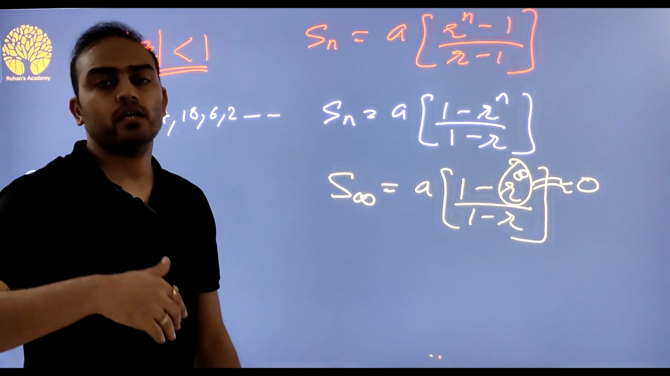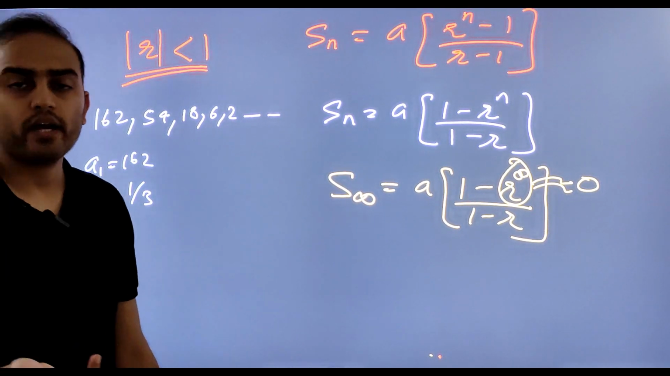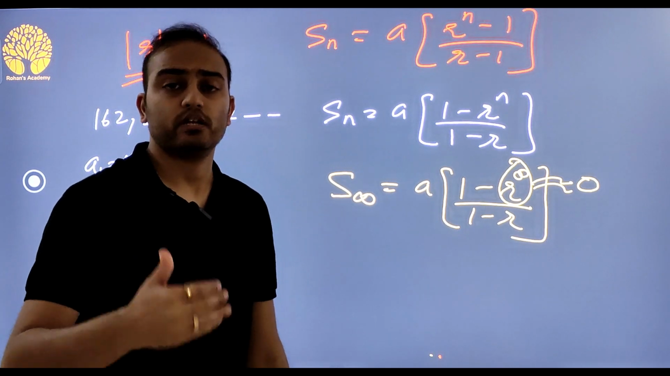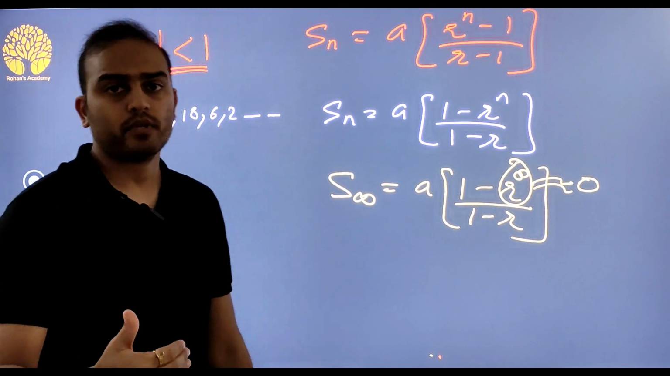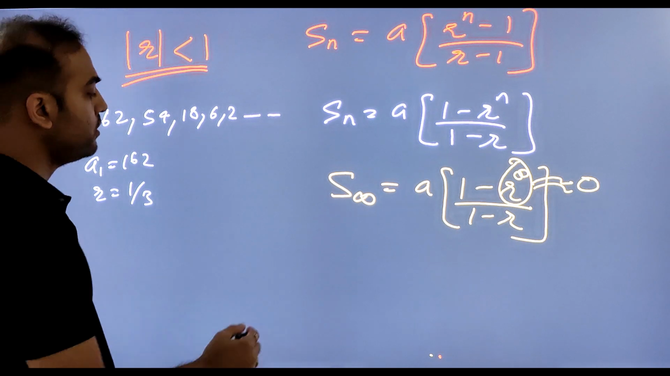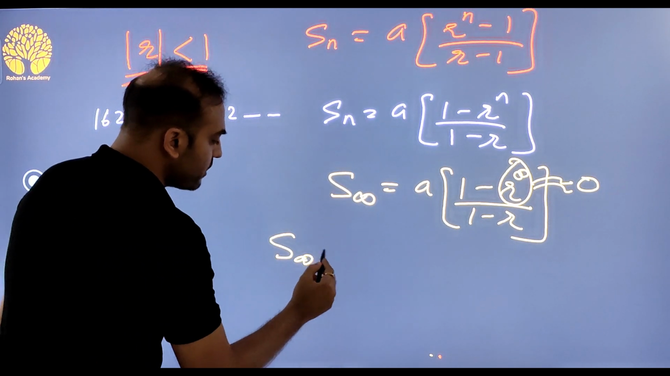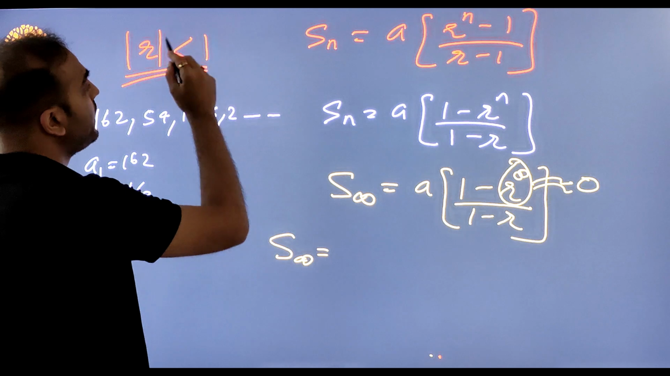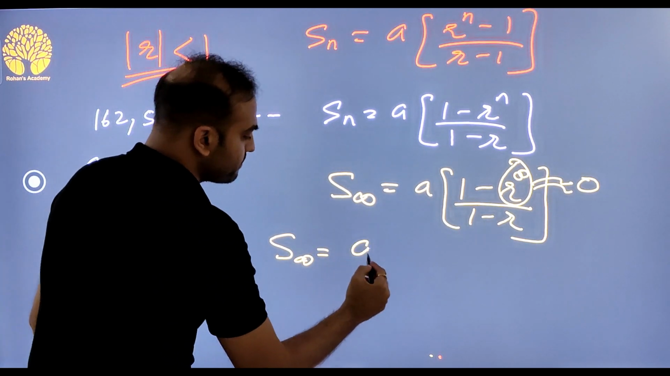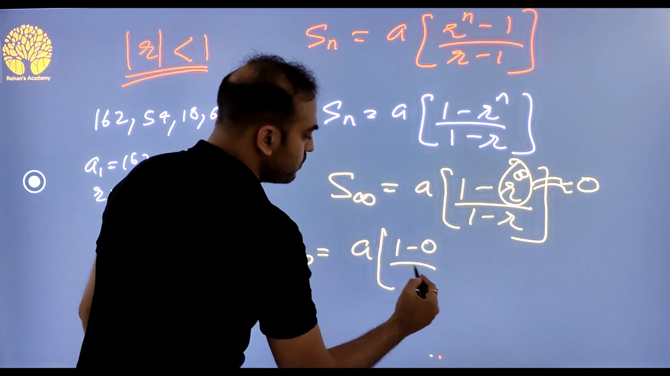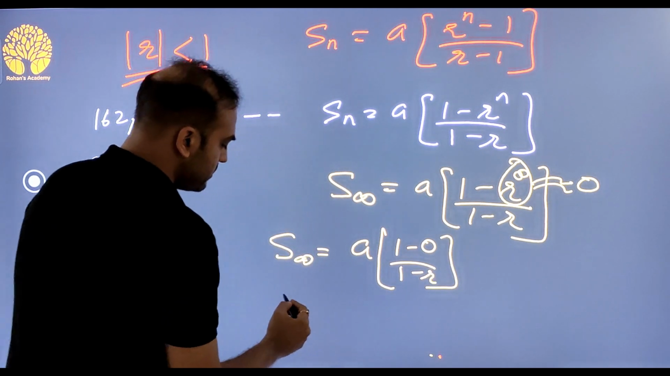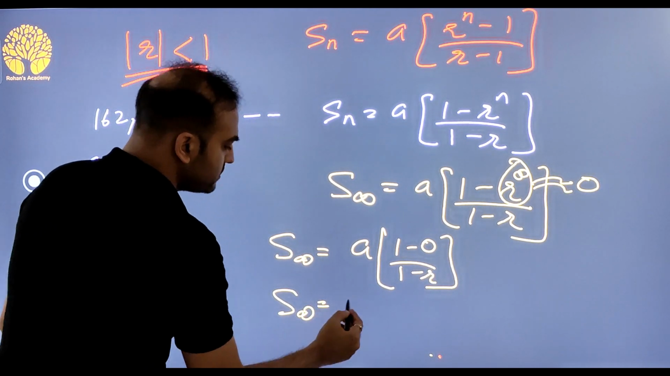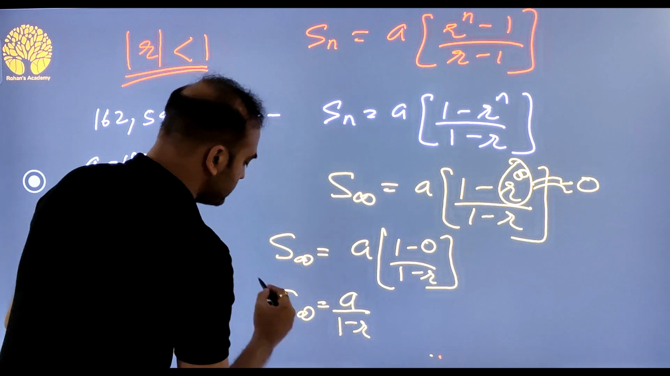See, 1 by 3 is 0.33. If you square it, that's 1 by 9, that's 0.11. The value has decreased. So then what happens? If you have infinite terms and r is less than 1, it becomes 1 minus 0 by 1 minus r, so the sum of infinite terms becomes a over 1 minus r.